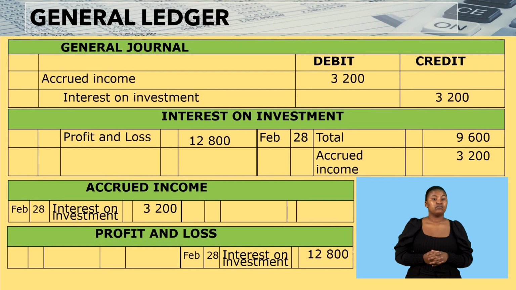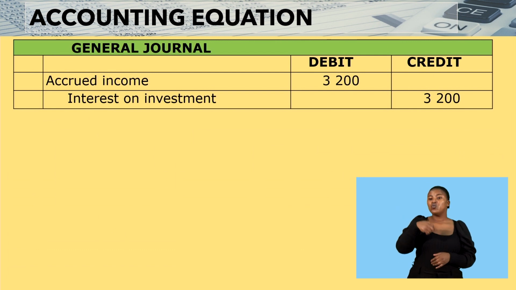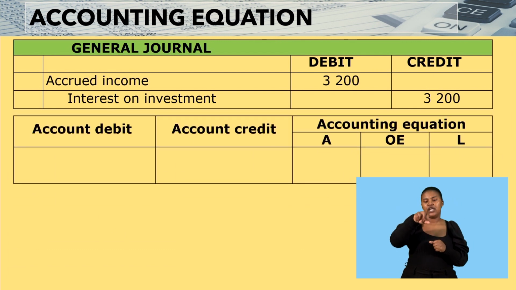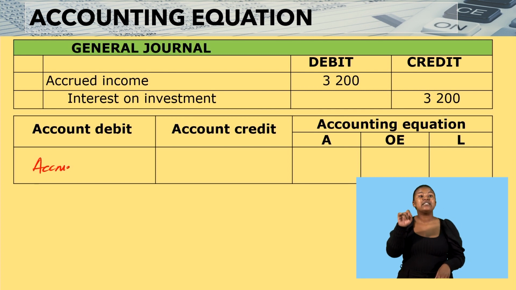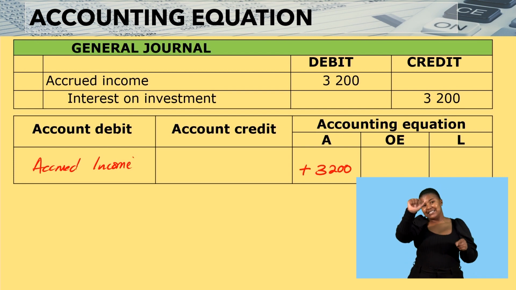Let us now see when it is properly done. There it is. I want us to move on to the accounting equation. When you do the accounting equation, remember that this is accrued income. So you debit your accrued income. Once you debit accrued income, remember we consider it to be an asset. So I come to my assets, it's plus 3,200.